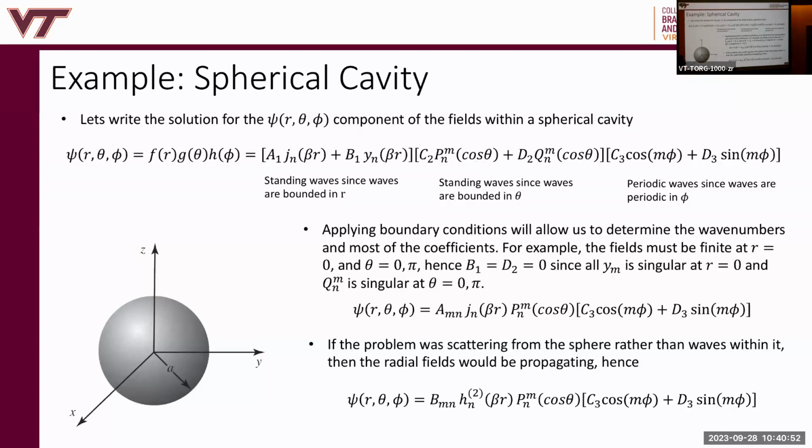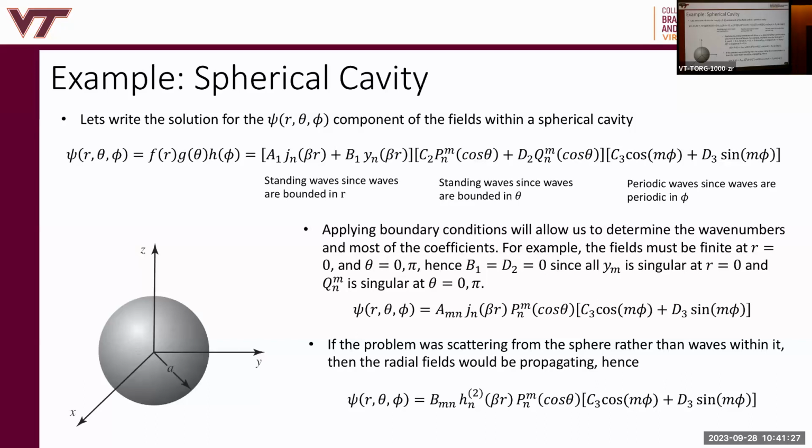So that's off resonance. So some source in here, radius A, my solution psi of r, theta, and phi, I can represent as F times G times H. And we know that F is in terms of standing waves because we're bounded in R, so they're not exponential or angle functions, they're Bessel: A1 Jm of beta R plus B1 Ym of beta R. Then we have standing waves bounded in theta. So our expansion for our solution in theta was P of n and m cosine theta plus Q of n and m cosine theta, and they're periodic waves in phi, which is C3 cosine plus D3 sine, yeah?